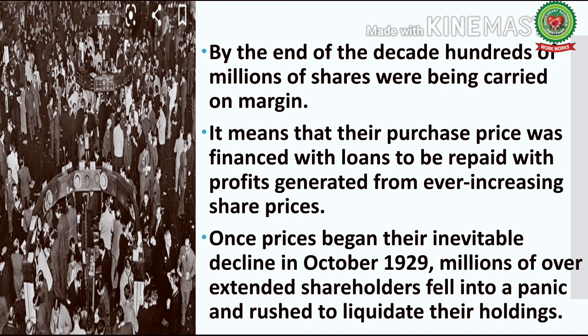People used to take loans in order to buy shares of the market, hoping that they would pay off their loans from the profit that the shares would generate. Once prices began their inevitable decline in October 1929, millions of extended shareholders fell into panic and rushed to liquidate their holdings. When the share prices suddenly fell dramatically in October 1929, the shareholders wanted to sell off their shares in order to get the money so that they could pay off their loans.